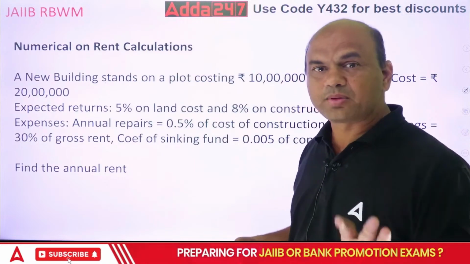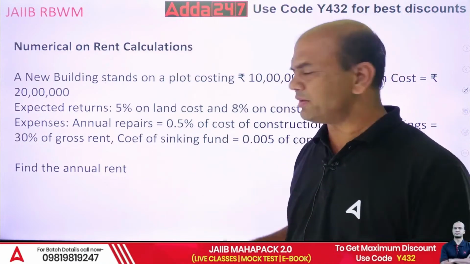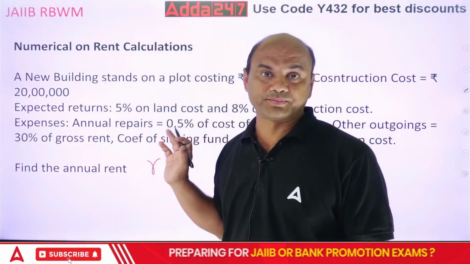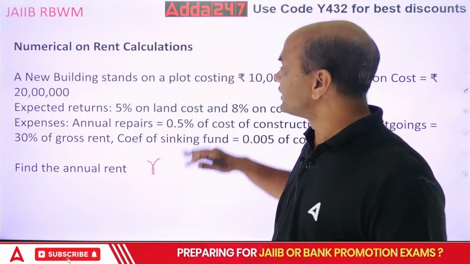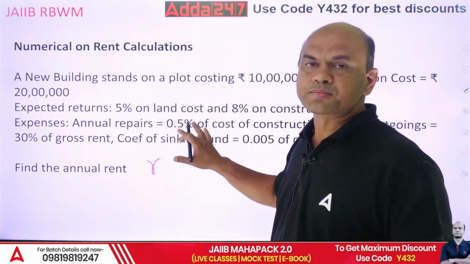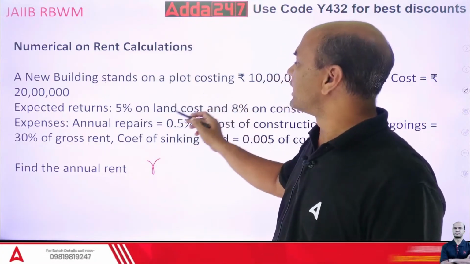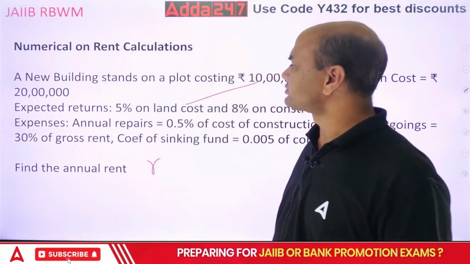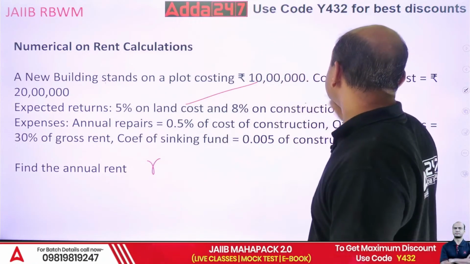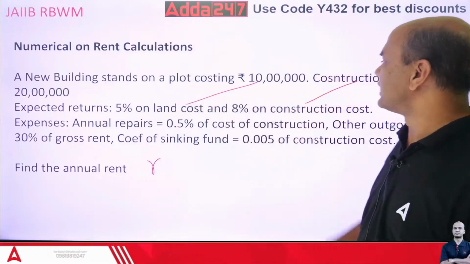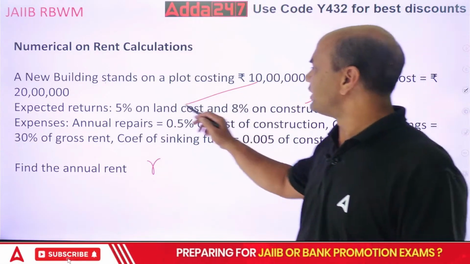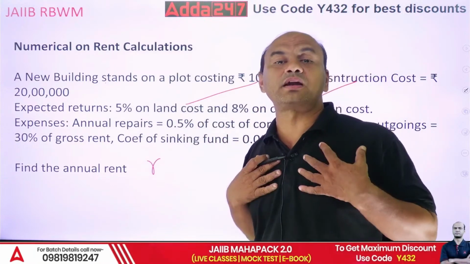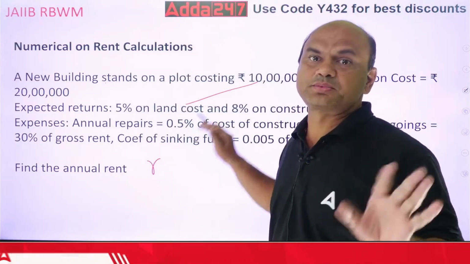So let that rent be R. See, we'll directly hit it immediately. Let that rent be R. I don't know R. I have to calculate this R. Now what I have to do is first look at the data. Expected return is what? 5% on the land cost. This is my land cost. 8% on the construction cost. So construction cost is what? 20 lakhs. So I am having 5% on 10 lakhs and 8% on 20 lakhs. This is my expected return. I am the owner. I want this much returns.